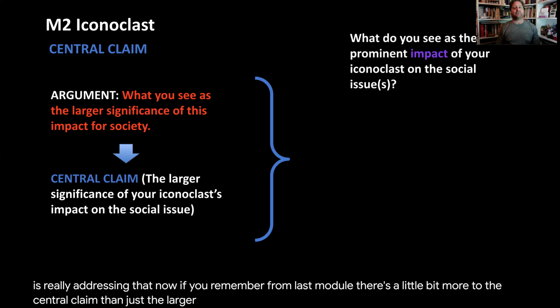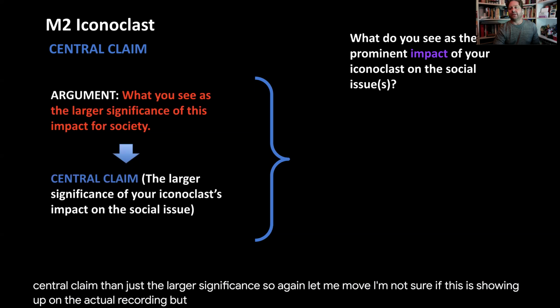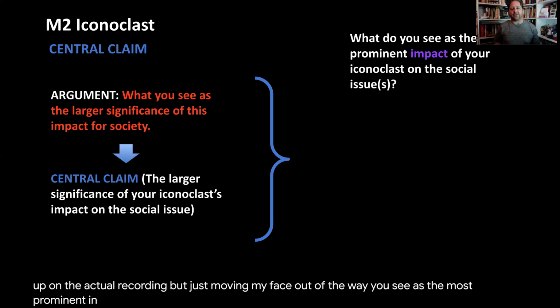So again, let me move. I'm not sure if this is showing up on the actual recording, but I'm just moving my face out of the way because it's blocking the slide. What do you see as the most prominent impact of your Iconoclast on the social issues? So I'm going to put up 3 questions here that give us a sense of what we want to do with our central claim statement. I think maybe answering these questions, like I would answer these questions for myself, in however many sentences it takes, and then I can start to develop my central claim based upon that.